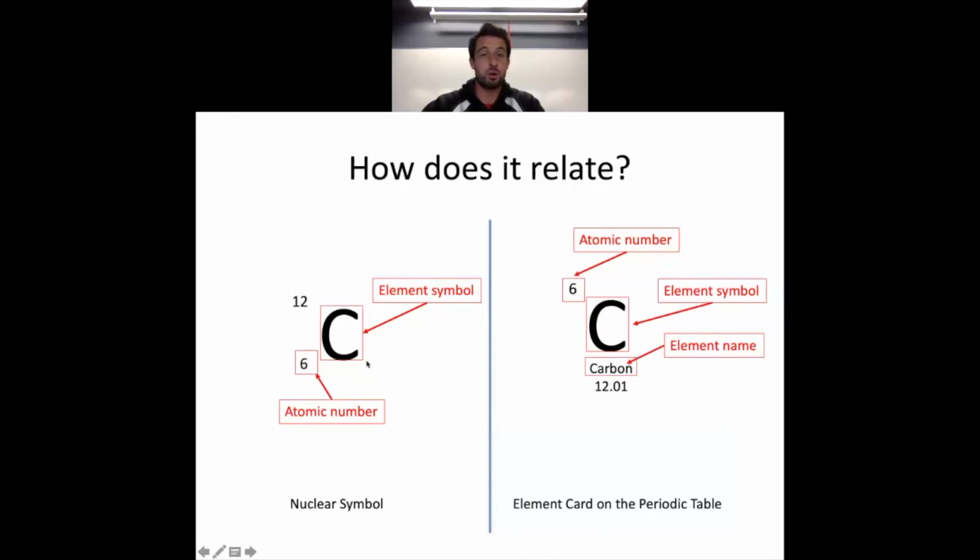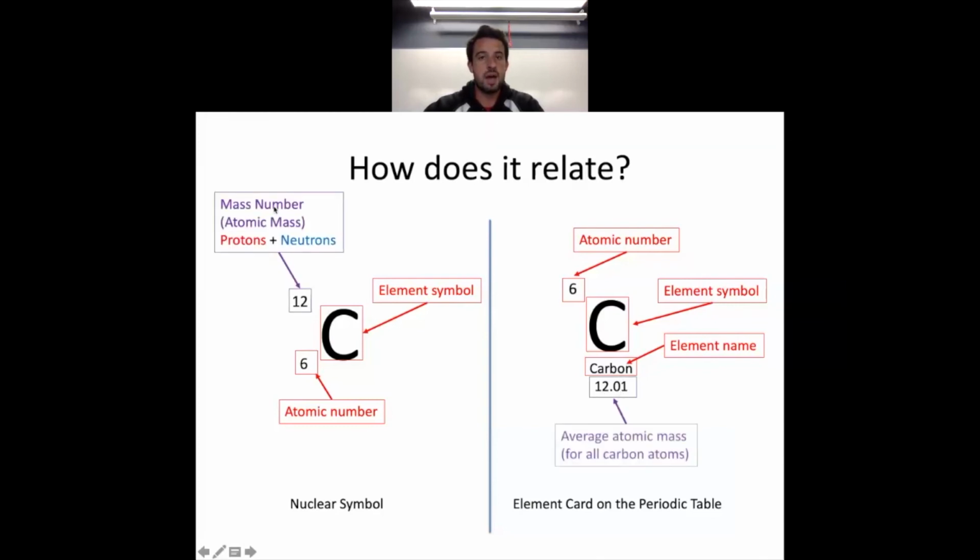Now, the last part, this is what kids get mixed up on all the time, is the difference between 12 and 12.01. 12 is a mass number. You could call it the atomic mass. It's the number of protons plus neutrons for one specific atom. So we're just looking at one little carbon sphere.